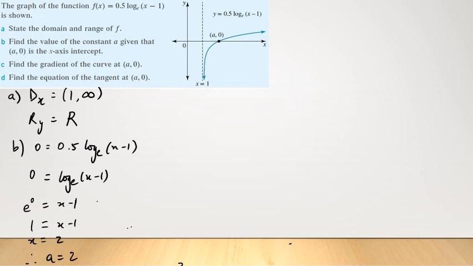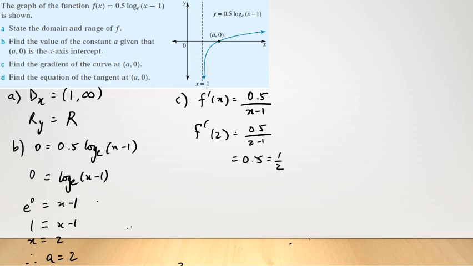Anyway, B, find the gradient of the curve at A. So f dash of x is 0.5 over x minus 1. Remember, we have to substitute it, find the derivative, etc. And you'll get x minus 1. If you're not sure, you can go back and watch. You can try it yourself. Then substitute 2 in, which we then get 0.5, or if you like, a half.